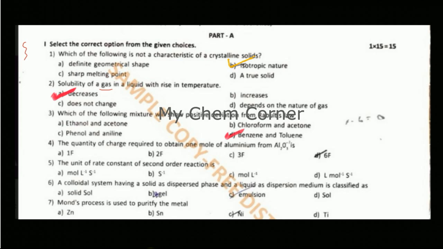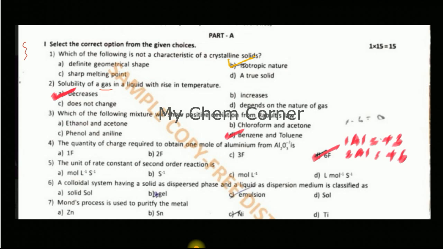You can have D as correct, you can have ethanol and acetone also correct, because both technically will show positive deviation. All right, now the next one, quantity of charge required to obtain 1 mole of aluminum from Al2O3 is. So remember one thing, 1 Al atom will have a +3 charge, but in this molecule we have 2 Al atoms. So if 1 Al is having +3 as a charge, therefore 2 Al will have how much? It will have +6. So the answer has to be +6 here.